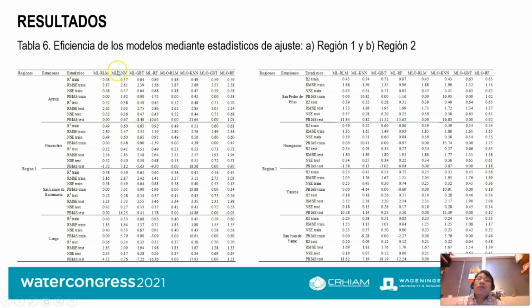Test and for training. So the first one is for machine learning with default parameters. And for example, we can see that in terms of R, the one that has the largest one is the random forest, followed by the gradient boosting tree. That's for training. But when it comes to test, we can see that performance drops, and the one that remains equal is the linear regression. But we can also see here the p-bias.